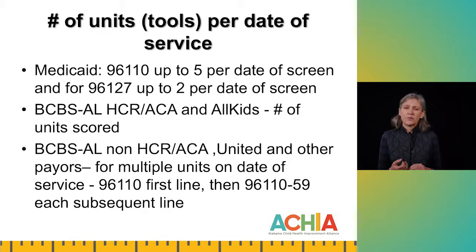Now, for Blue Cross Blue Shield Alabama Healthcare Reform ACA contracts, and for All Kids, you just indicate the number of screens you administered. For the Blue Cross Blue Shield non-HCR contracts, United, and other payers, for multiple units on the date of service, you would put 96110 on the first line, and then 96110-59 on the subsequent lines.